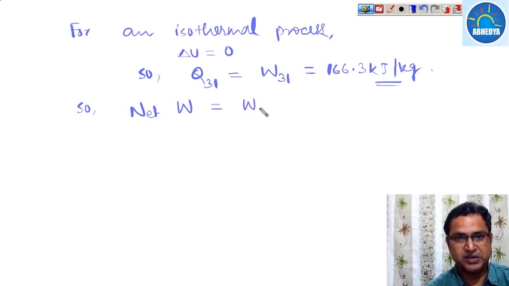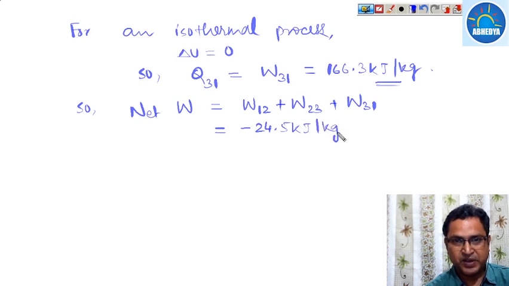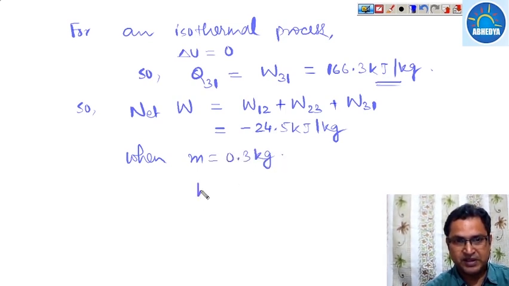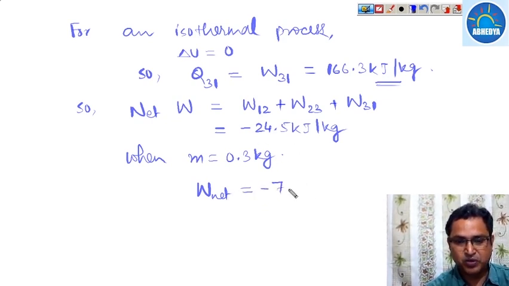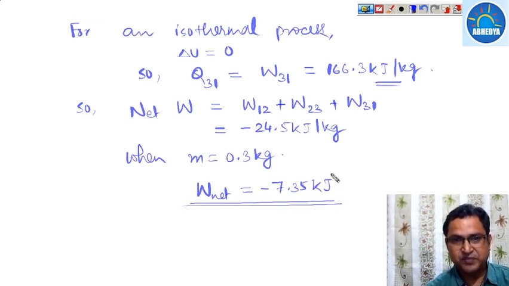So net work transfer is nothing but W from 1 to 2 plus W from 2 to 3 plus W from 3 to 1. Once we calculate these values, this comes to be minus 24.5 kilojoule per kilogram, and when m is equal to 0.3 kilogram, then this net work done comes out to be minus 7.35 kilojoule.